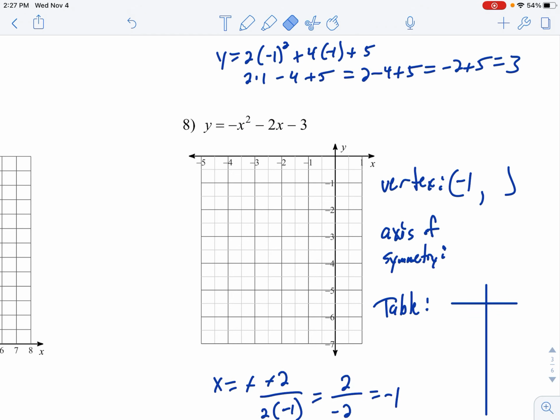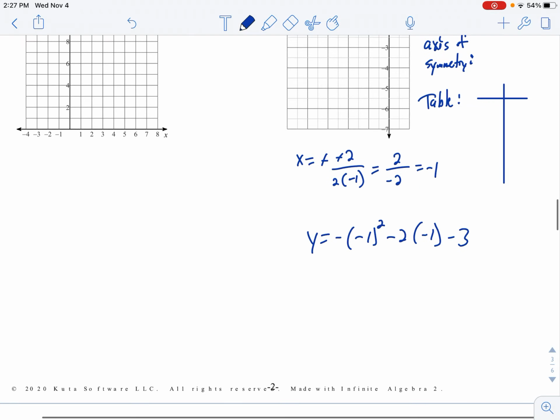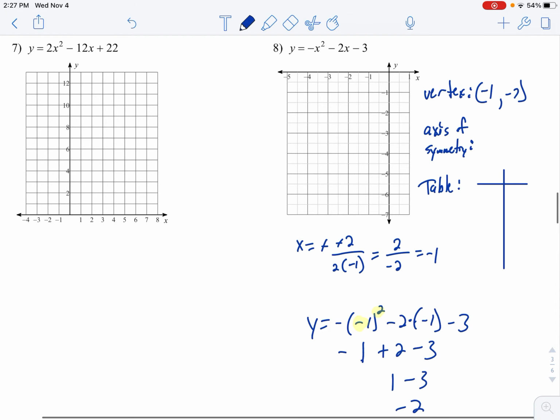Now, plug that in and work it out to find the y value. Y equals negative 1 squared minus 2 times negative 1 minus 3. So I'm plugging negative 1 into the equation and working it out. What happens? Well, negative 1 squared turns into a positive 1, but you still bring that negative sign down. Negative 2 times negative 1 is plus 2 minus 3. Negative 1 plus 2 is 1 minus 3. 1 minus 3 is negative 2. That was a lot of calculating.